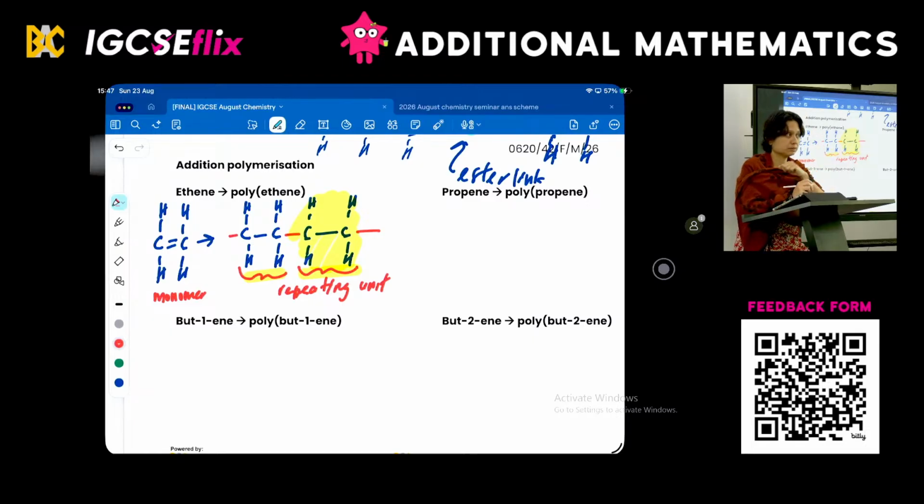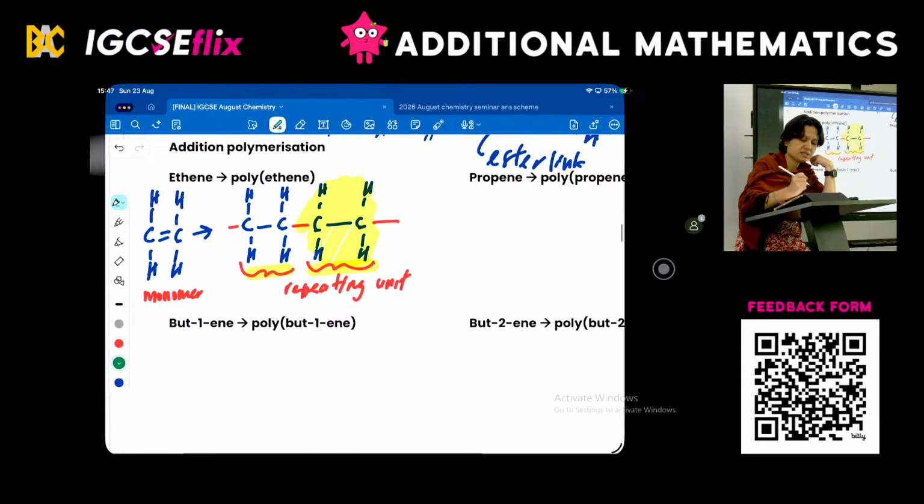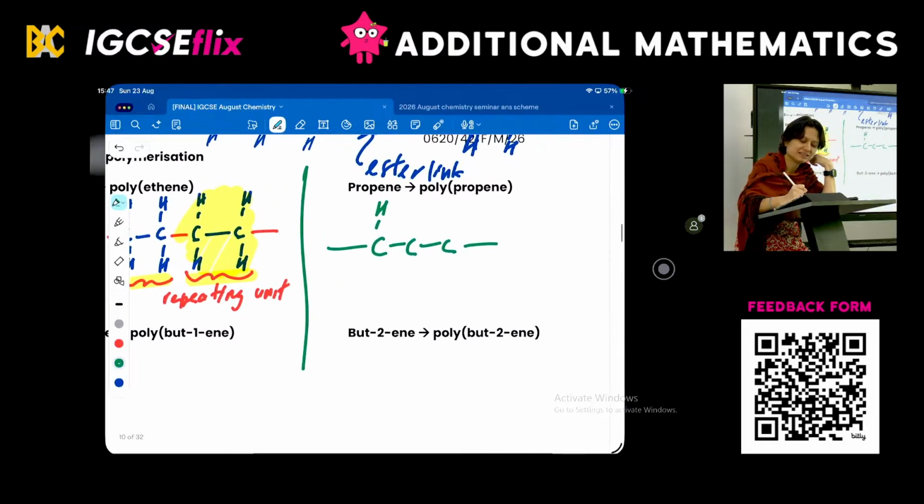Okay? Now, when you draw, I know a mistake that a lot of people make is they draw like that. "Teacher, tada, polypropene." No, this is not polypropene. Why? This is polyethylene. It's not like that. Okay, let's try again. What you need to know is, propene is 3 carbons.